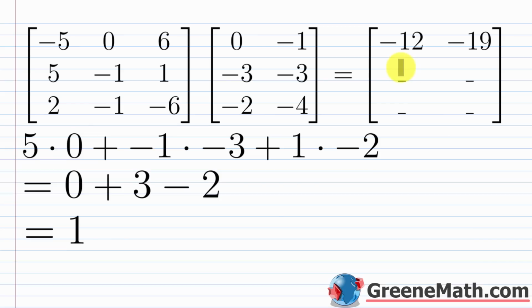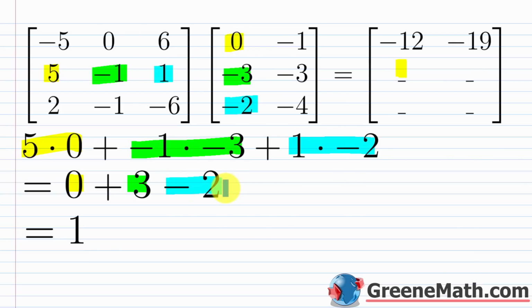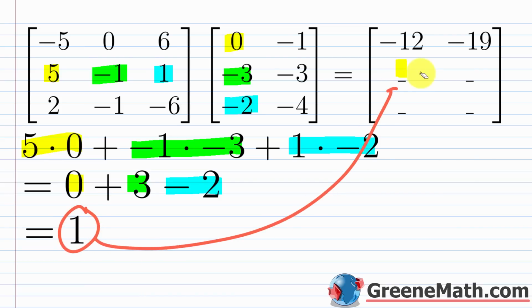For the next one, we're going to be looking at this spot right here, which is row 2, column 1. So I want this row and then this column. So we're going to go through and do 5 times 0, which is going to be 0. Then we're going to slide down. We're going to do negative 1 times negative 3. So that's going to be 3. And then we're going to slide down and we're going to do 1 times negative 2. So that's just going to be negative 2. So 0 plus 3 is 3. 3 minus 2 is 1. So again, we're going to take this guy right here, this 1, and we're going to put it right there.